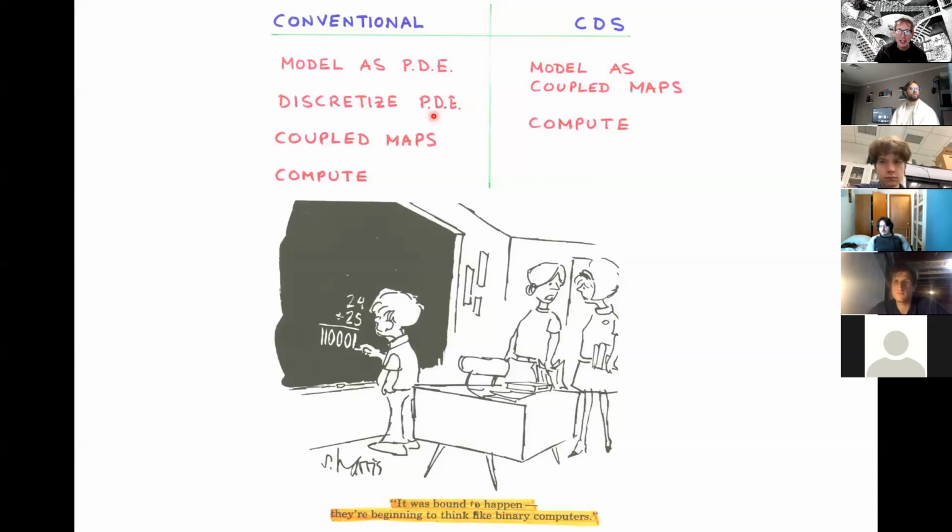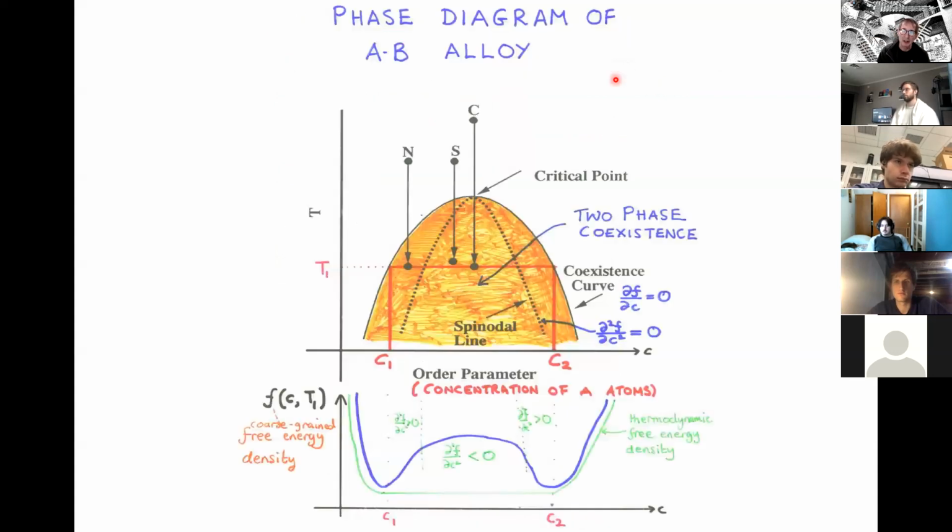Well, what you would do is you would just start off at this level of description. You would model nature as being coupled maps, and you would compute, and you wouldn't even start off with a differential equation. Okay, fine, that sounds great in practice. Can you actually do that? So the answer is yes, you can, and I'm going to show you how.